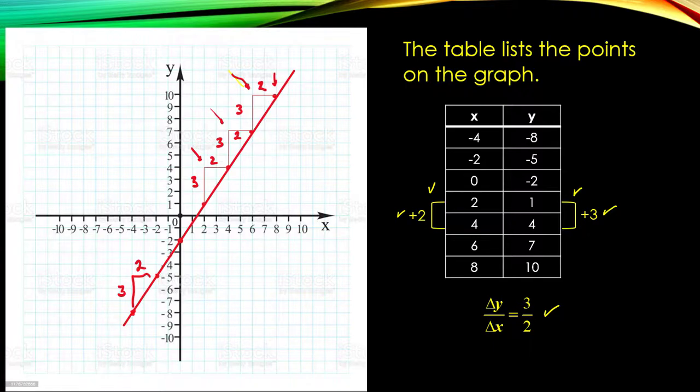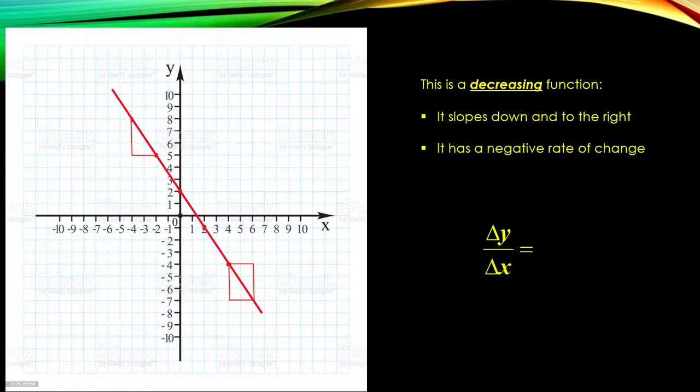Just a reminder, this is an increasing function. We know that in 2 ways. One, from determining the rate of change is positive, and two, by looking at the graph, it slopes up and to the right. Both of those indicate that this is an increasing function. This is the first time that we've looked at a decreasing function. A couple of things to notice is that a decreasing function slopes down and to the right, and it has a negative rate of change.